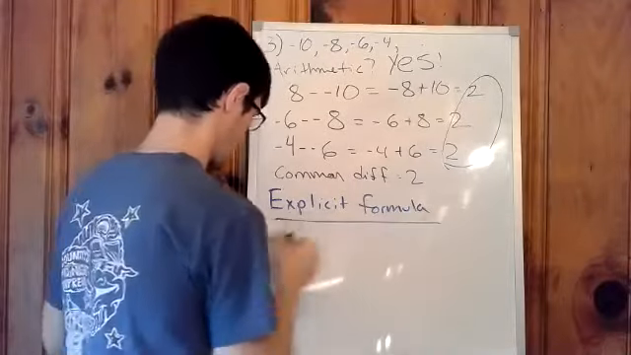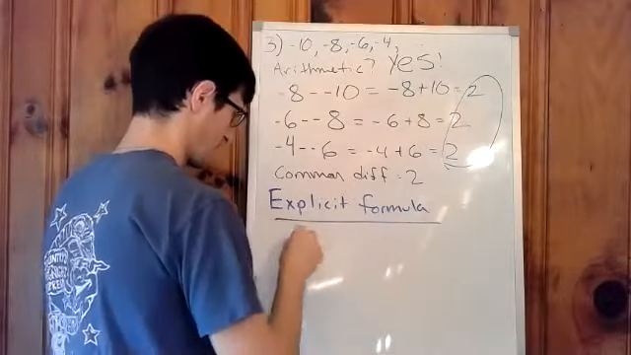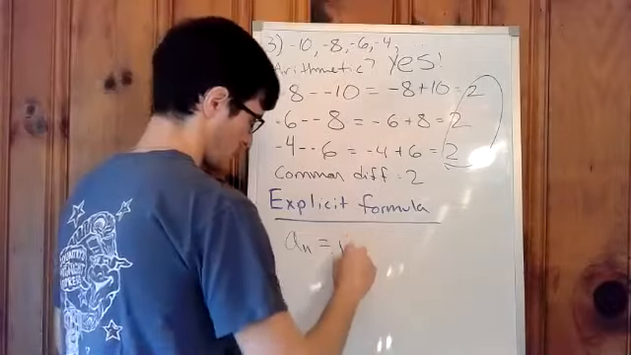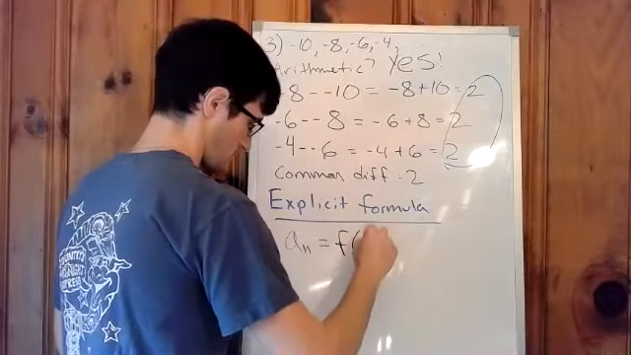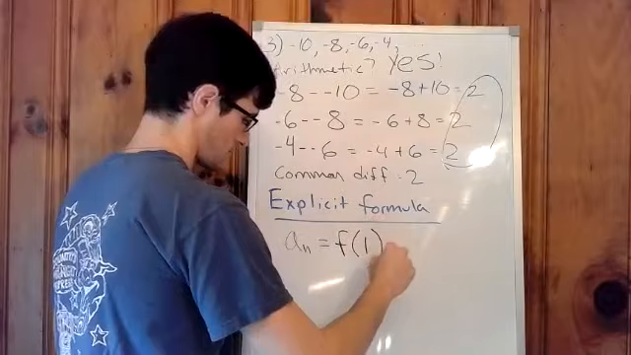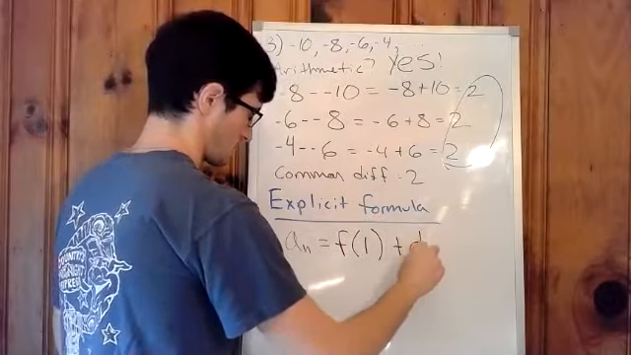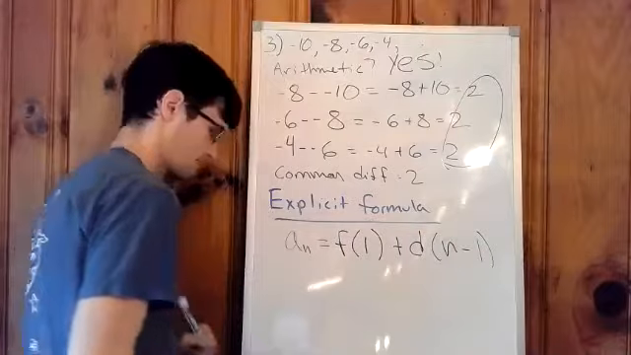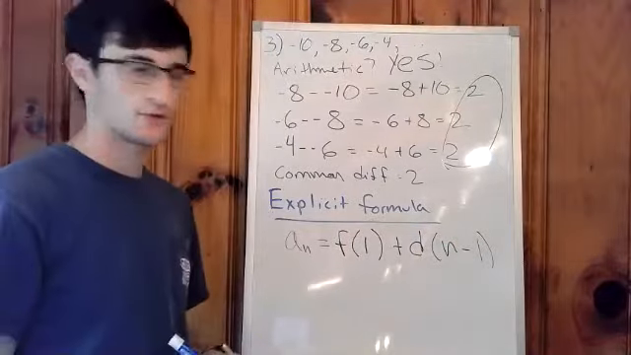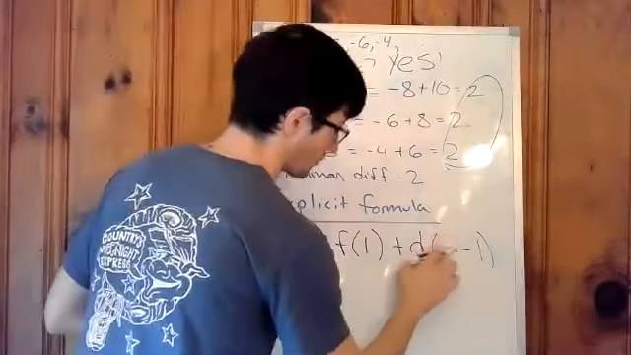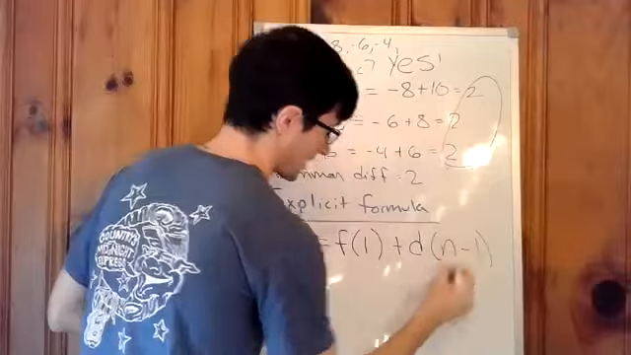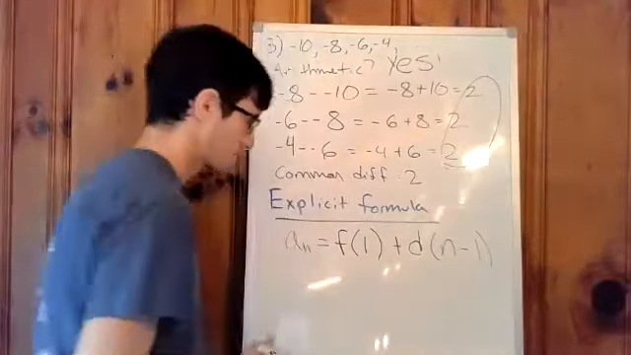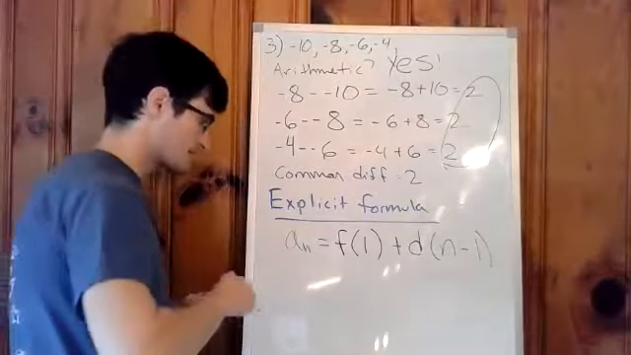The explicit formula here is a sub n, so that's not new. Don't let that freak you out. Nothing crazy going on here. This is actually not an R. My handwriting might tell you otherwise, but it's supposed to be an N. So again, this is the nth term.